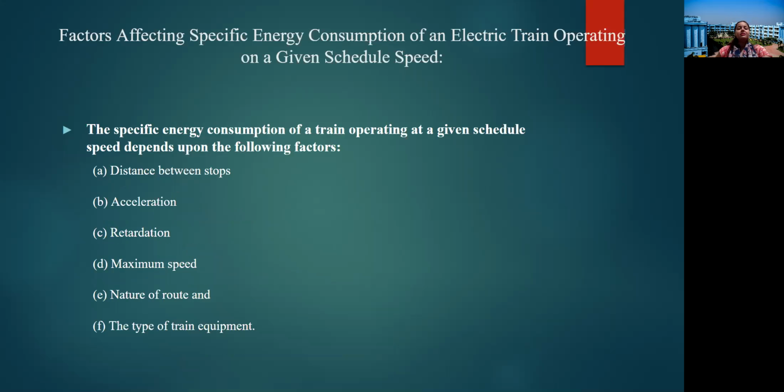Now the factors affecting specific energy consumption of an electric train operating on a given scheduled speed. What are the factors that are affecting? The factors will be the same as those affecting the scheduled speed. That is the distance between stops, the acceleration, retardation, maximum speed. The new ones are nature of the route and the type of train equipment. So these are the factors that are going to affect specific energy consumption of an electric train operating on a given scheduled speed.